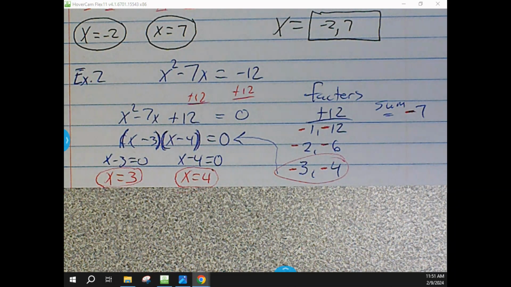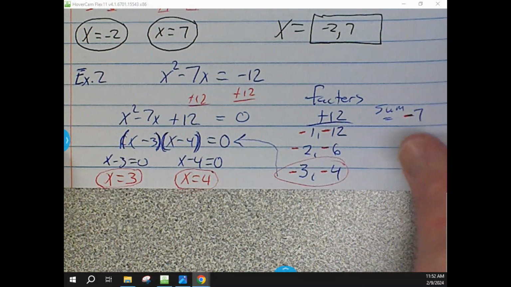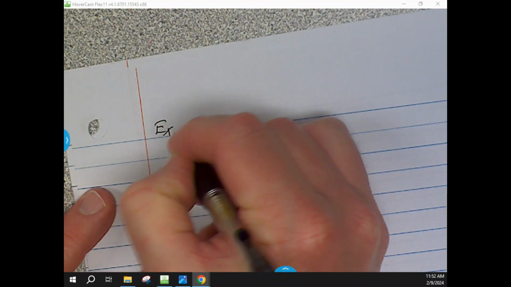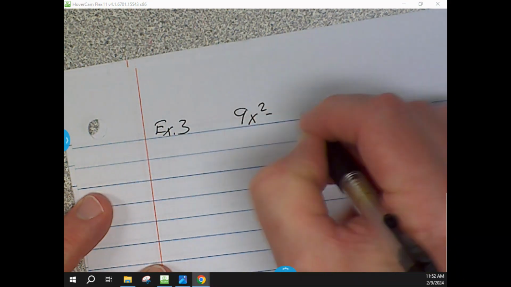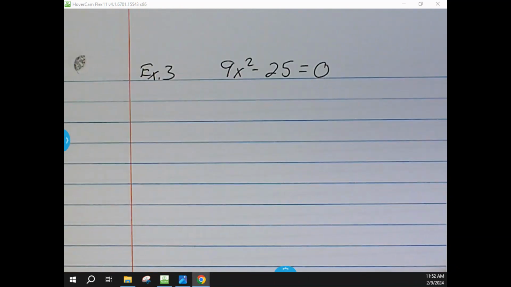All right, any thoughts, any comments, any questions so far? All right. Again, we'll just do a few more here. So let's go with 9x squared minus 25 equals 0.